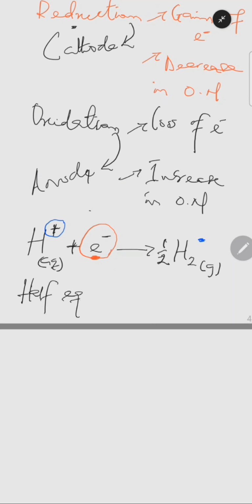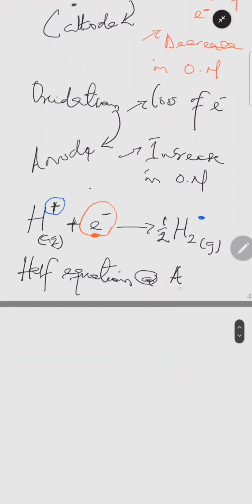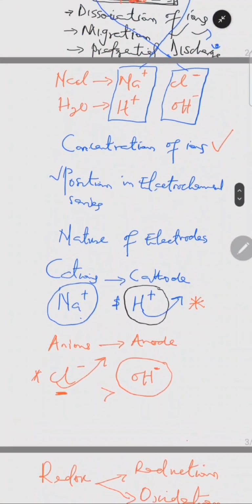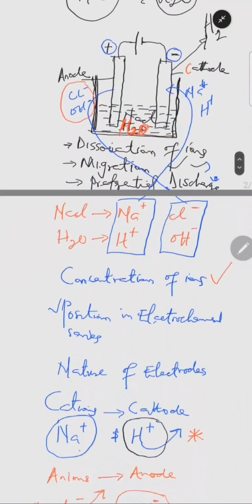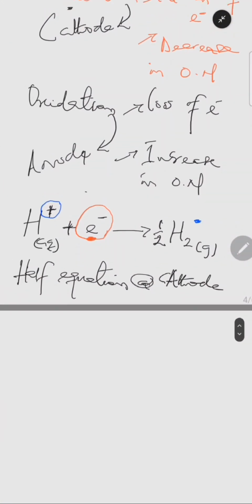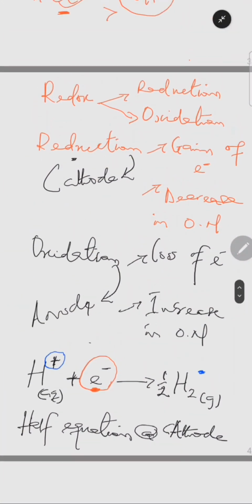Half equation at the cathode. Not anode, at the cathode. This is how hydrogen is liberated. So during electrolysis of brine, point number 1 is that at the cathode, H2 gas is liberated. That's point 1. Let's now go to the anode.